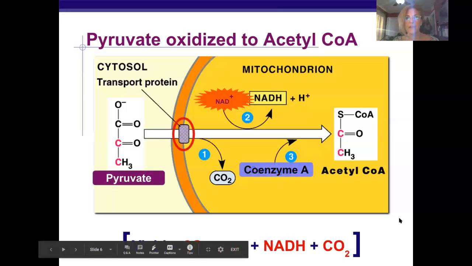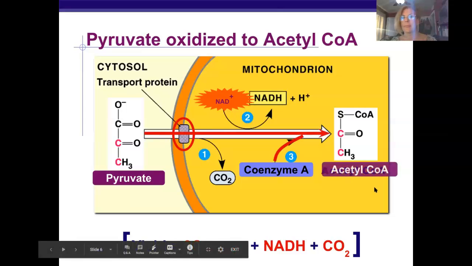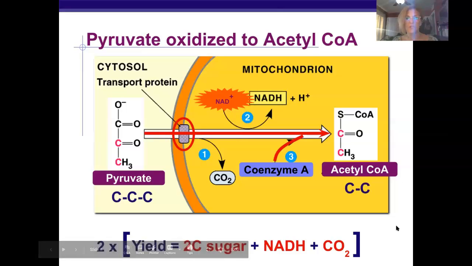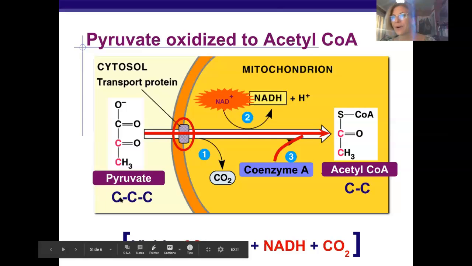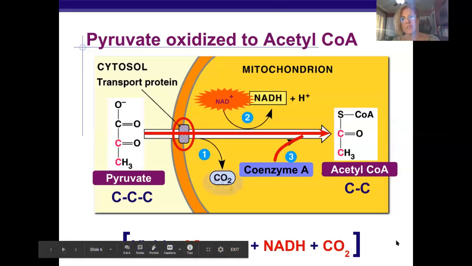So pyruvate gets converted, that's your link step, into acetyl CoA, which is what enters the Krebs cycle. So I can see I had 3 carbons and now I have 2 carbons. Where did the carbon go? That's going to be a question in your POGL today. I took out the repetitives. I only asked you at once. It's going to go into CO2.